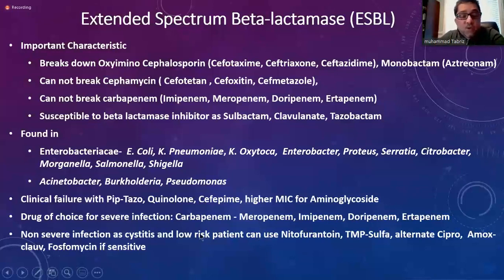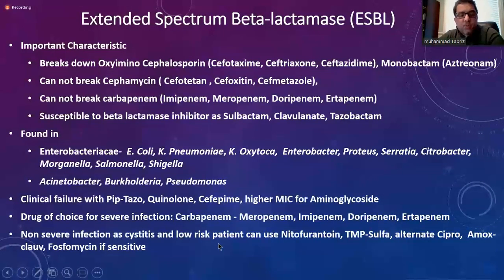As we discussed, even though there is sensitivity to piperacillin tazobactam, ampicillin sulbactam, amoxicillin clavulanic acid, in clinical practice a lot of these serious infections, when you use them, despite sensitivity, fail. Even quinolone is a different mechanism, it doesn't involve the beta-lactamase. But in clinical practice, we have seen clinical failure with quinolones, even 4th-generation cephalosporin, and many of these bacteria will be resistant to the aminoglycosides too because of other mechanisms involved. So the drug of choice for serious ESBL infection is actually carbapenem: meropenem, imipenem, doripenem, and ertapenem.